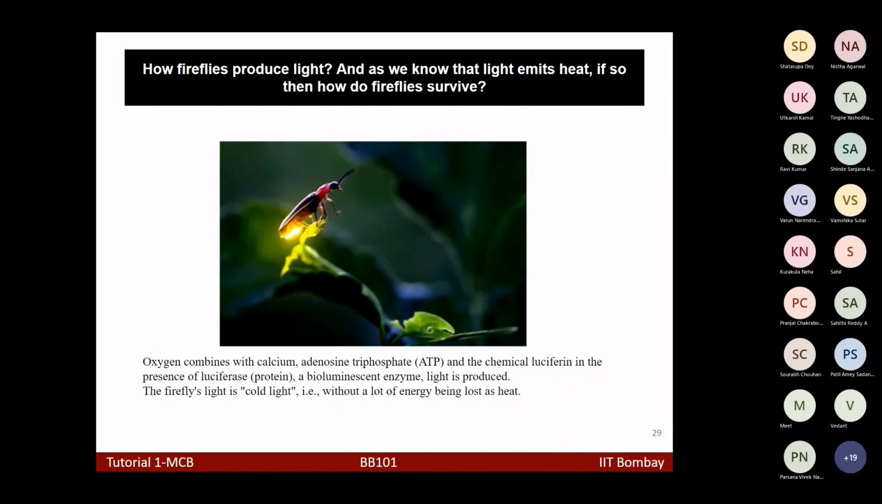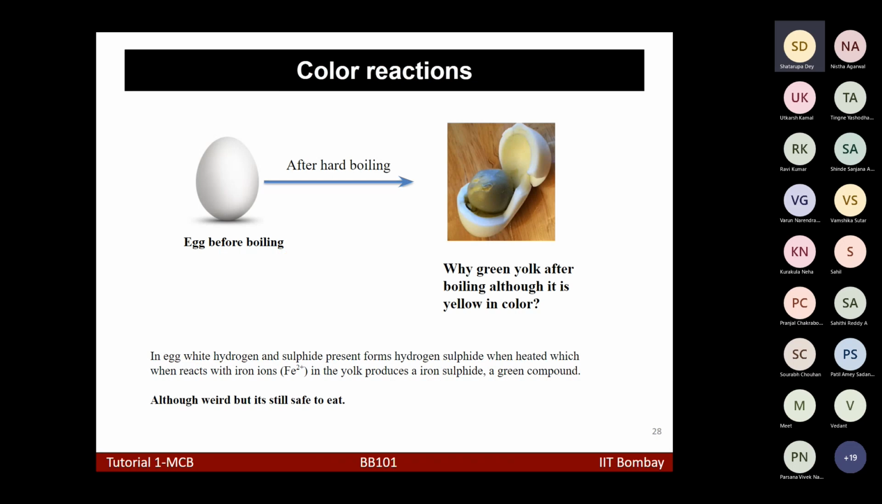So the next question comes: we know that fireflies produce light. So how do fireflies produce light? And we know that light emits heat. So then how do fireflies survive? Can anybody guess? Not exactly why, but how do they produce light?